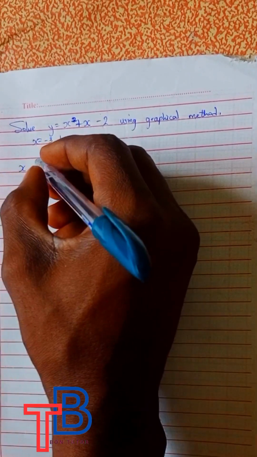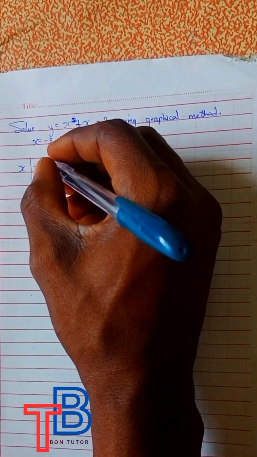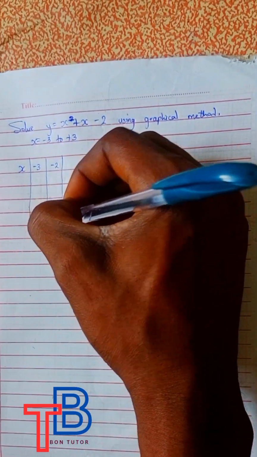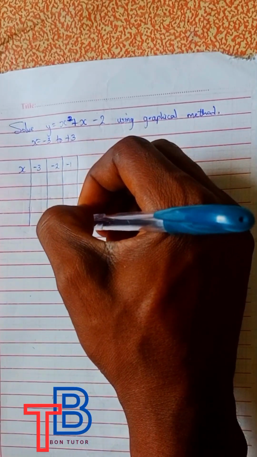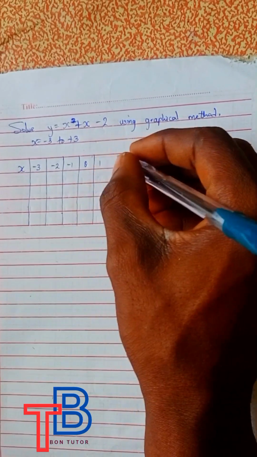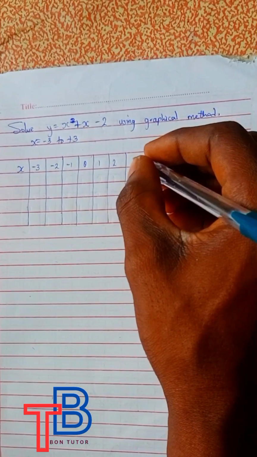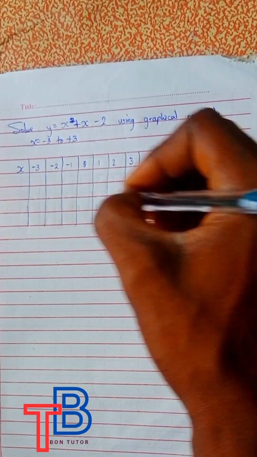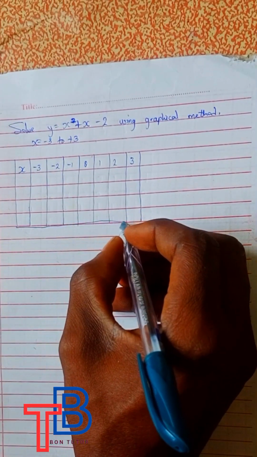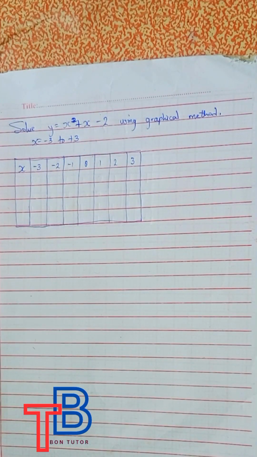So let's say we find the value of y when x is -3, when x is -2, when x is -1, when x is 0, when x is 1, when x is 2, when x is 3. And you have to find the value for all the terms you have in the equation also for you to easily get the answer to your question.